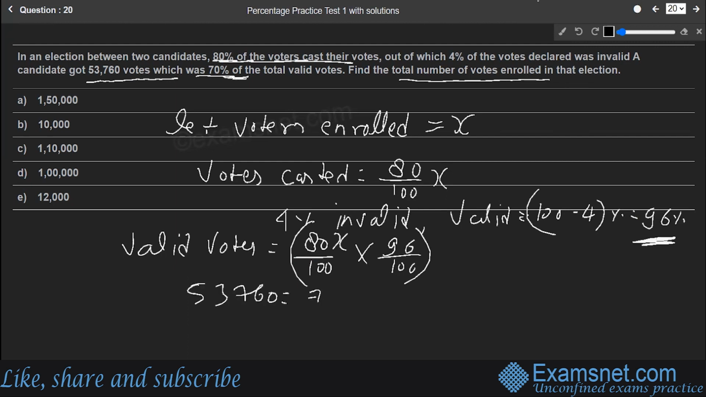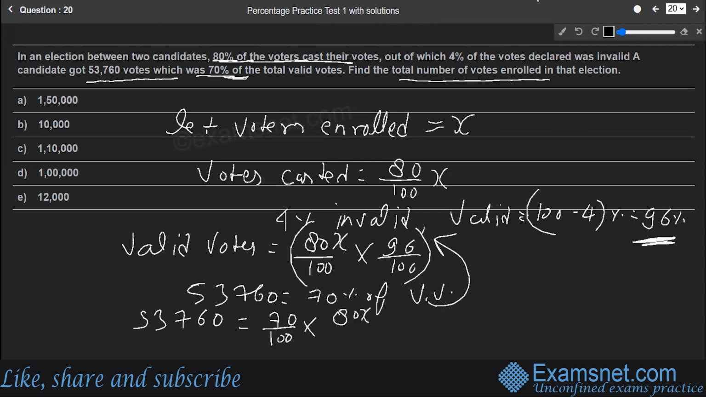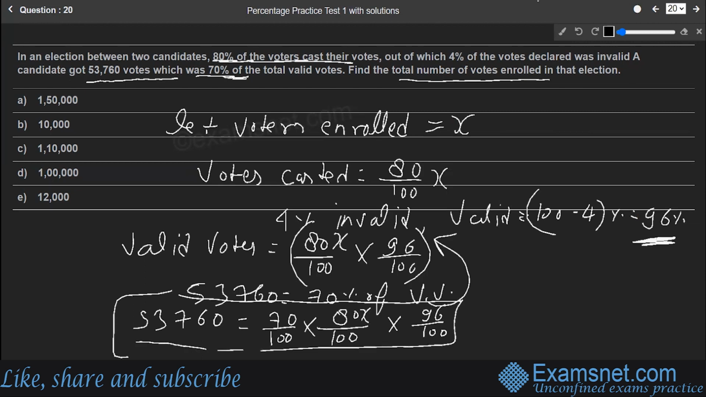So 53,760 is 70% of valid votes, and we already know the valid votes. We have calculated that in terms of an expression, so we can use this to find out our X. 53,760 is equal to 70%, that is 70 by 100, of the valid votes, which is the expression we have generated, 80x by 100 into 96 by 100. So we are supposed to solve this expression for finding out the value of X. If we solve this, we can find out X quickly.